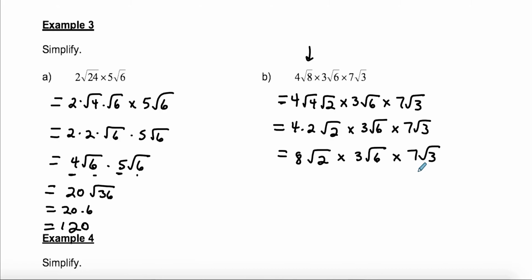Okay, something else I could do is I could multiply my radicals together. 2 times 6 is 12, times 3 is 36. I can also multiply my coefficients.